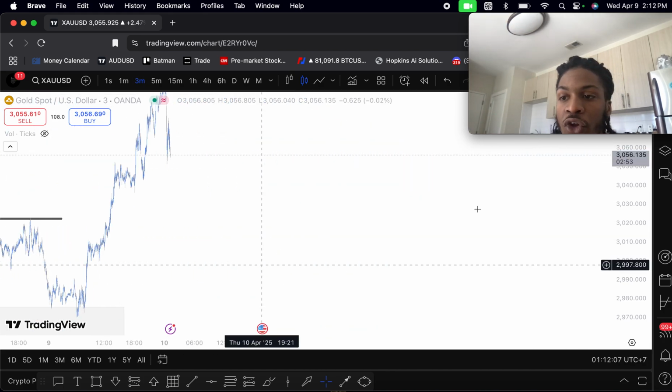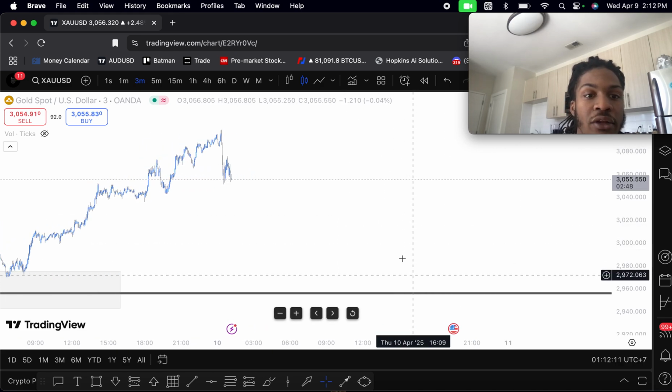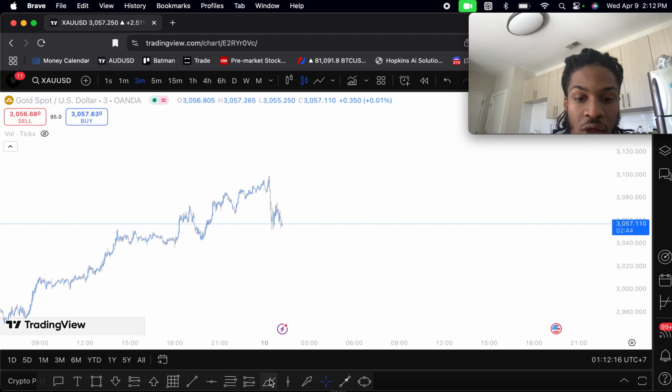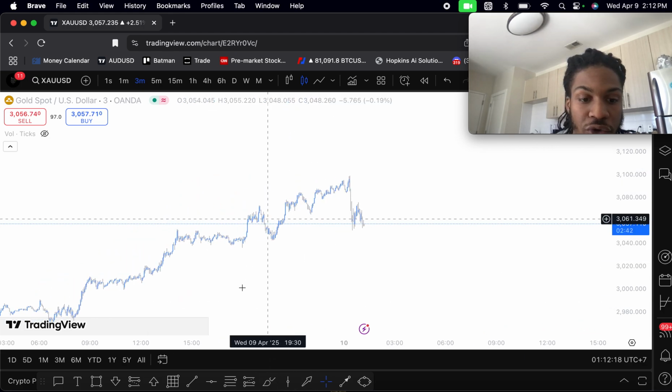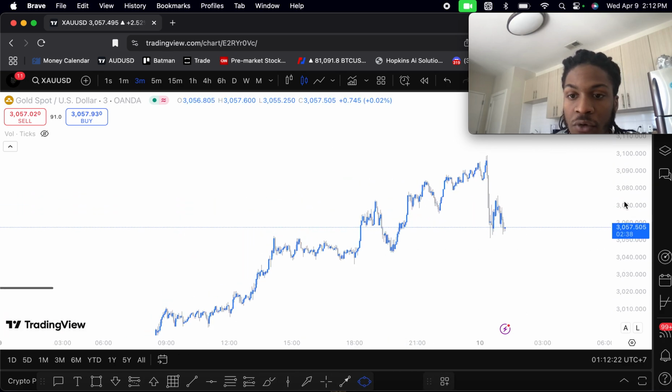So on the 3-minute, trend's bullish, and the highs and lows that are maintaining the bullish trend of this are here. Let's circle them. I'm going to circle them right now, right?